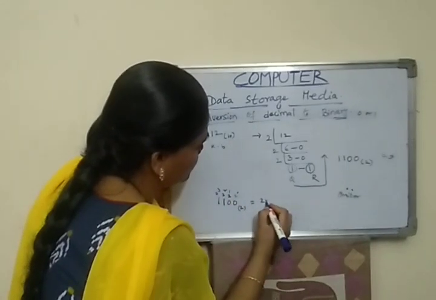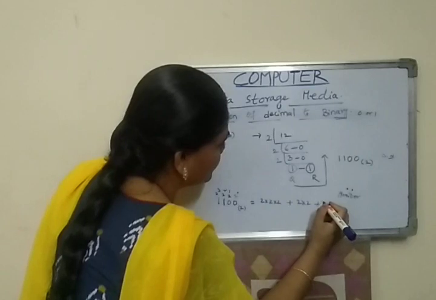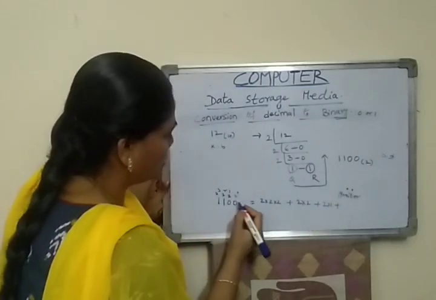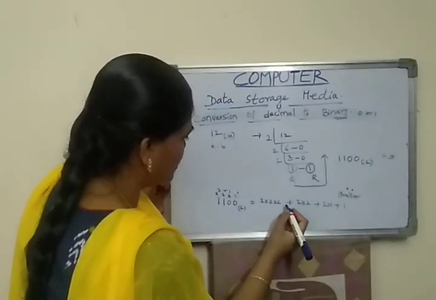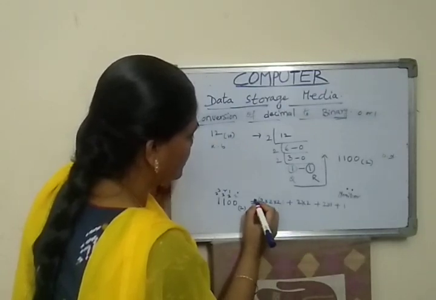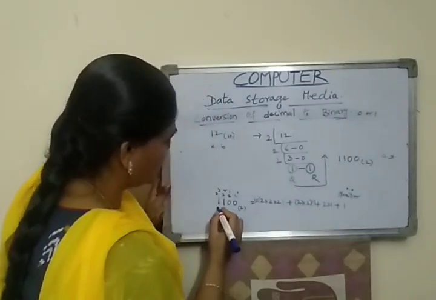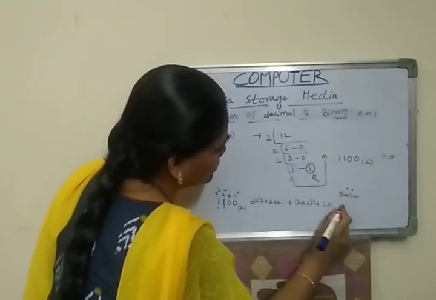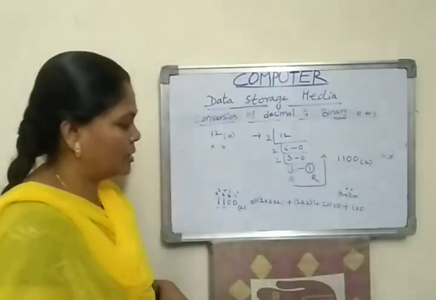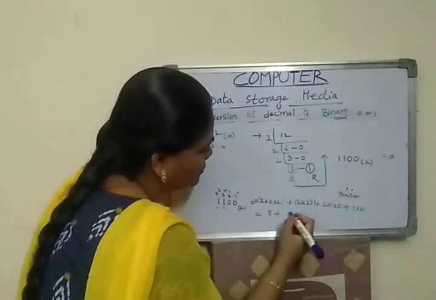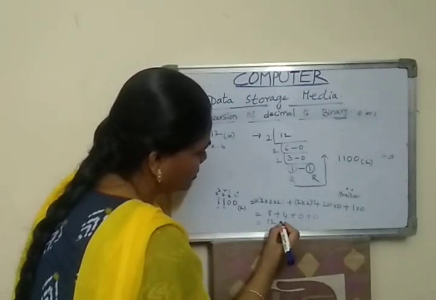Okay. 2 cube means 2 into 2 into 2, plus 2 square means 2 into 2, plus 2 power 1, that means 2 into 1, plus 2 power 0 equals 1. Any number to the power of 0 equals 1. And this one is into 1. This also into 1, because 1 is in this place, and it is into 0 plus 1 into 0. Any number to the power of 0 equals 1. Okay. 8 plus 4 plus here 0 plus 0. So 12. 12 is displayed or not?